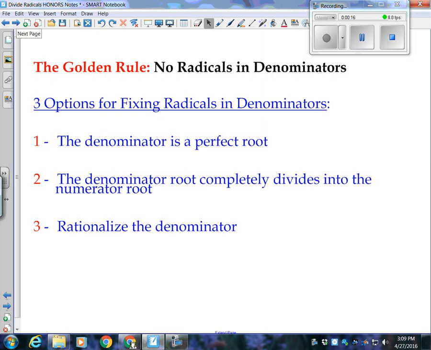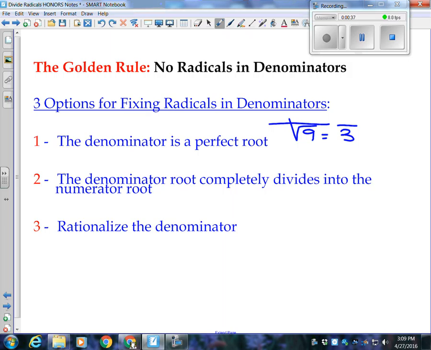As we look, there's a golden rule for radicals. You can't have them in the denominator. It's like a big no-no. So you have three ways to fix it. Number one, the denominator is a perfect root. For example, if it said square root of 9 in the denominator, that's going to resolve to be just a 3 in the denominator, so there would not be a square root.